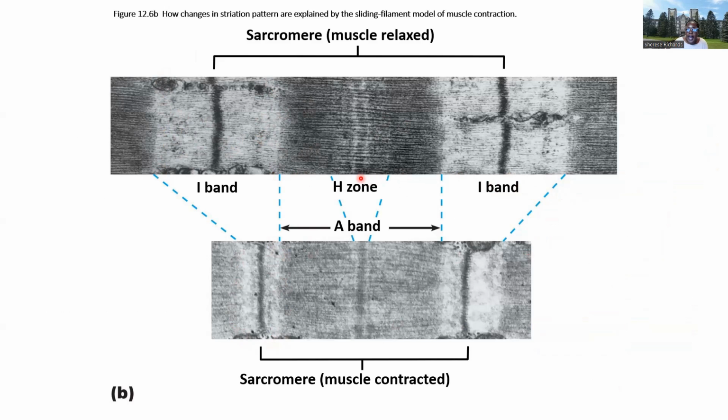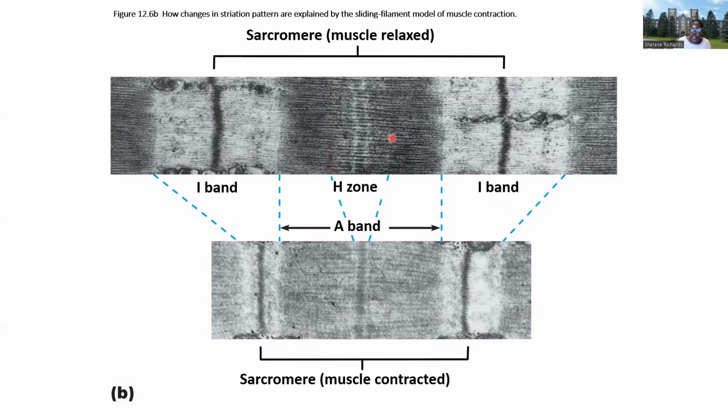We just talked about the I band. Notice the location of the Z disc. So the Z disc here, right? The Z disc is out here and out here in the relaxed state, and then it's much closer down here in the contracted state. Notice also the location of the H zone.